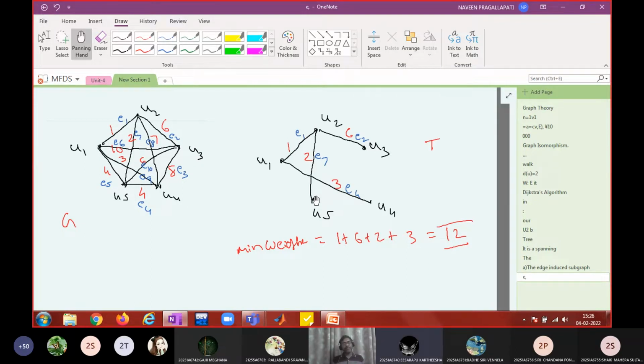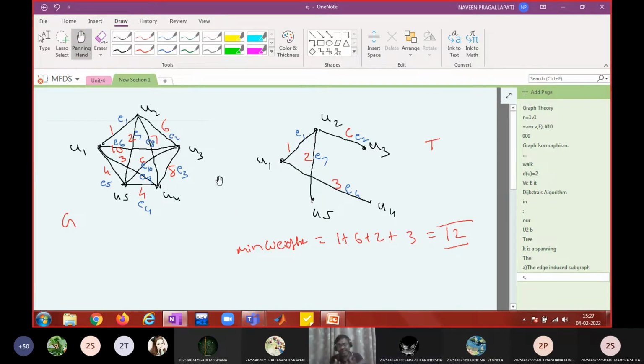So based on the number of vertices, we should take the number of edges, right, sir? Because a tree will have number of vertices minus one edges, no? Yes, sir. So how many vertices are there? 5 vertices. So how many edges are there? So 4 edges should be there.